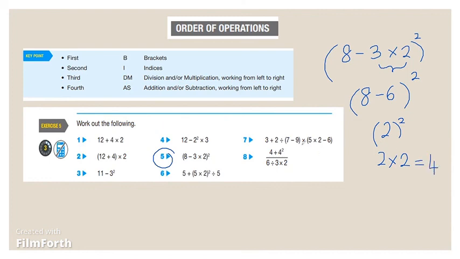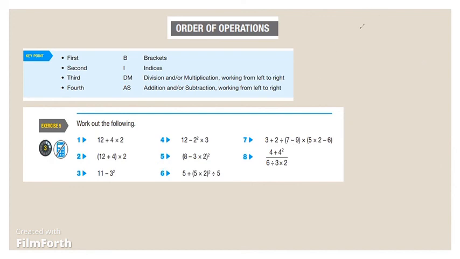We'll try another one. We'll do this 8th question. Okay, see my 8th question: 4 plus 4 squared, divided by 6 divided by 3 times 2, right? This is division. I will write it. It's division. Right. Now we'll do it.